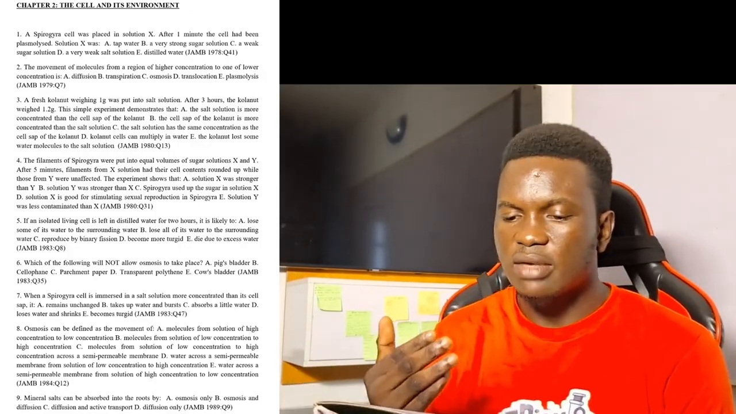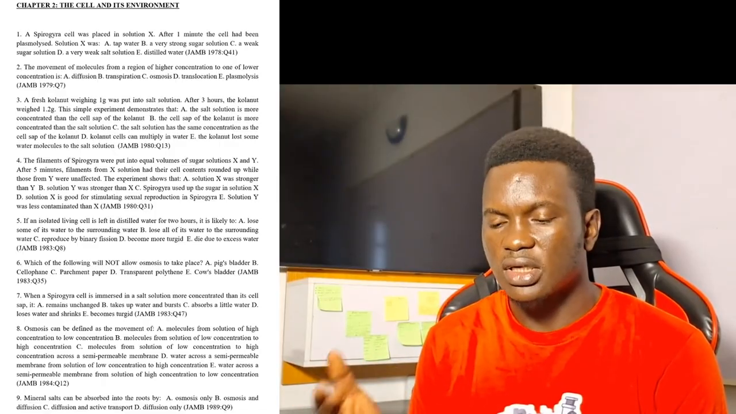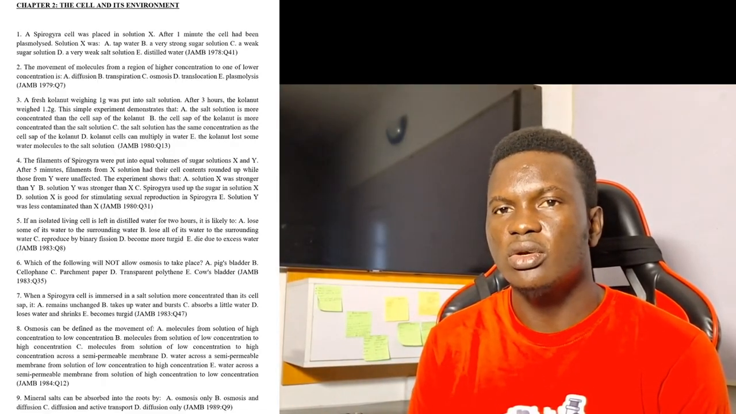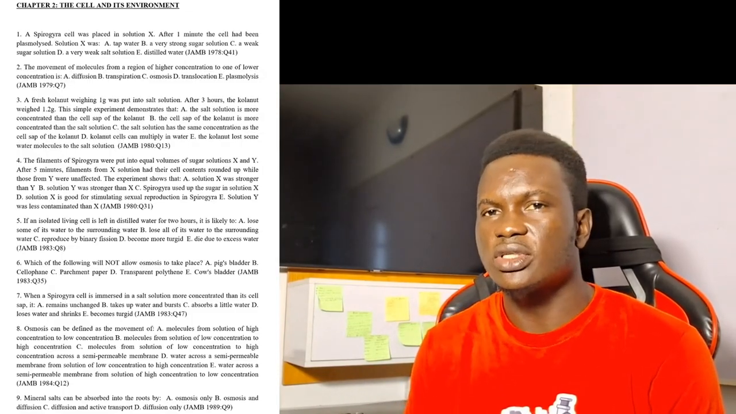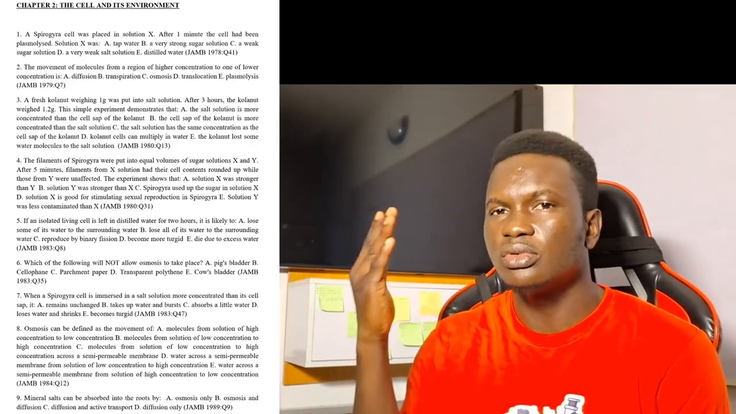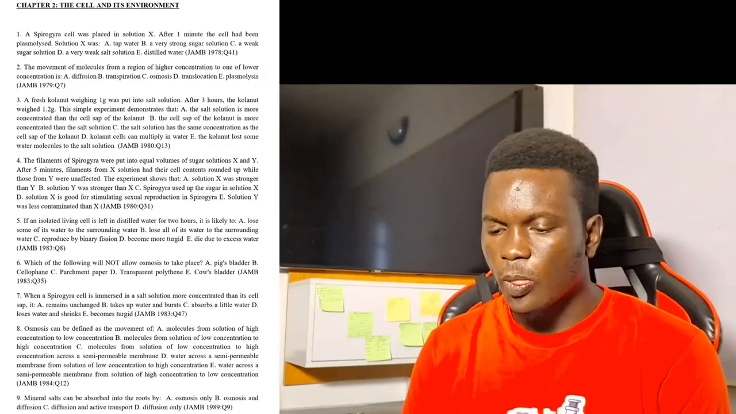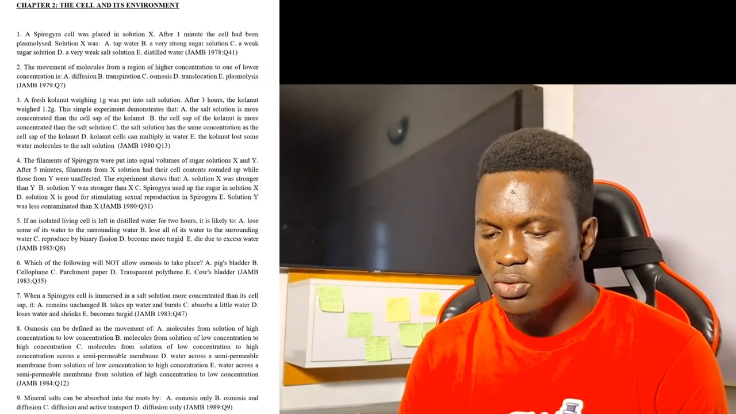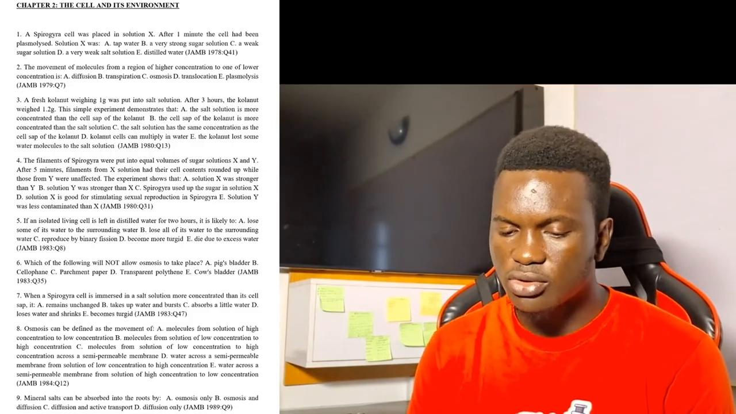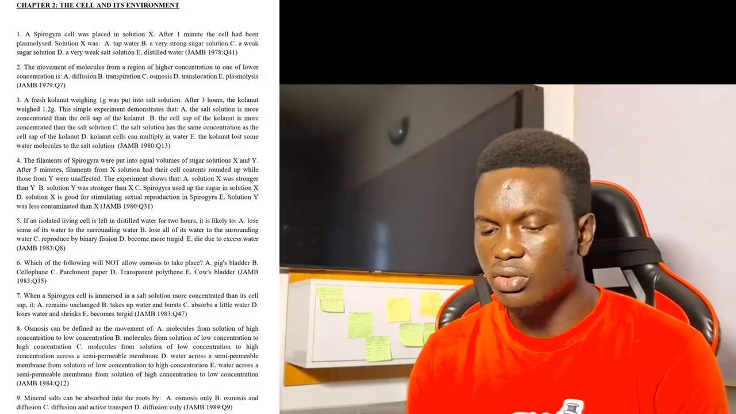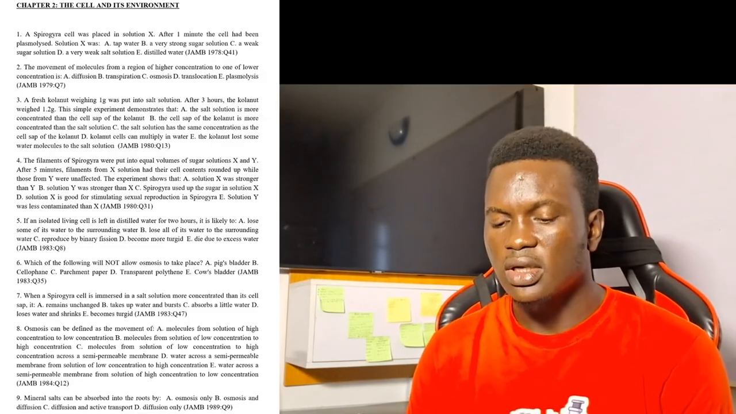Number 9, osmosis can be defined as the movement of what? It is defined as the movement of water molecules from a region of lower concentration to a region of higher concentration across a semi-permeable membrane. So A, molecules from solution of high concentration to low concentration, that's wrong. B, molecules from solution of low concentration to high concentration, that's correct.